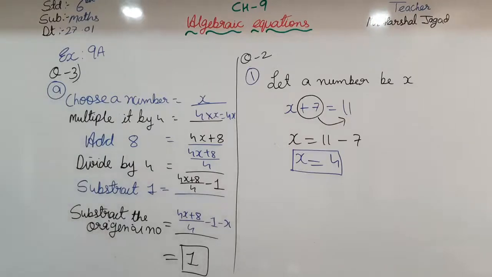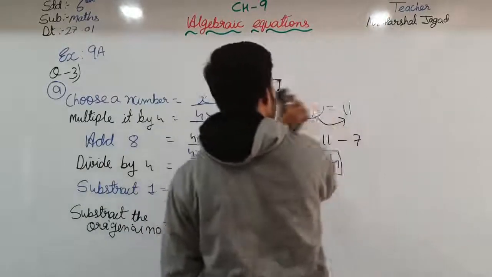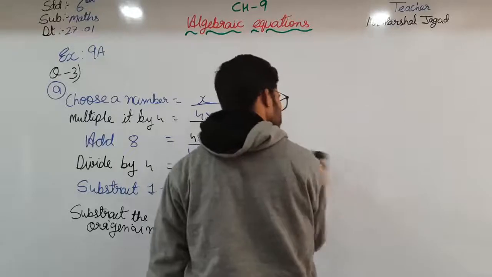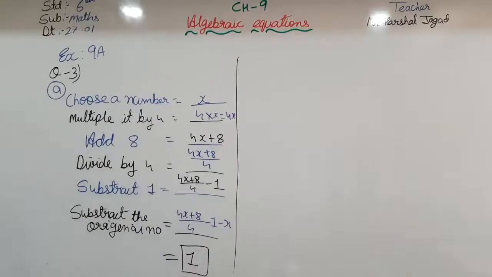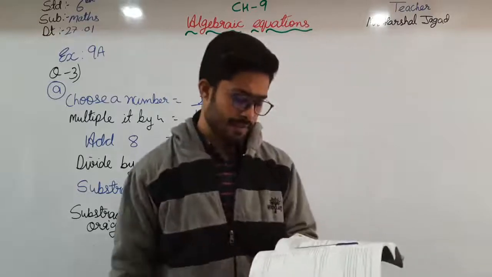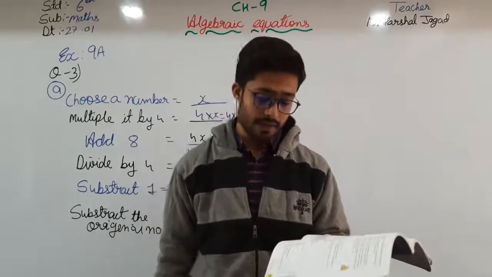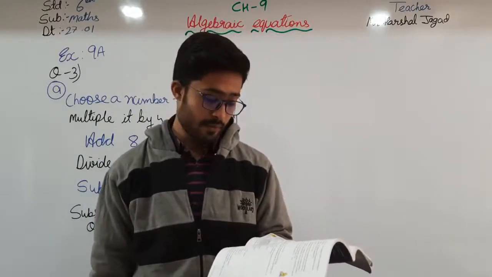Okay students, and moving towards question number 4. Write algebraic equation for the following. You don't need to solve them. Okay, but the A, that is, Bunty bought notebooks at 30 per notebook. He bought notebooks worth 960. How many notebooks did he buy?